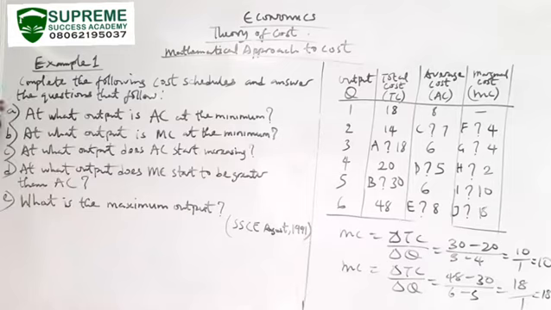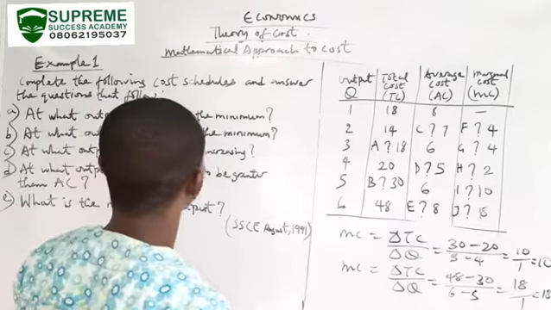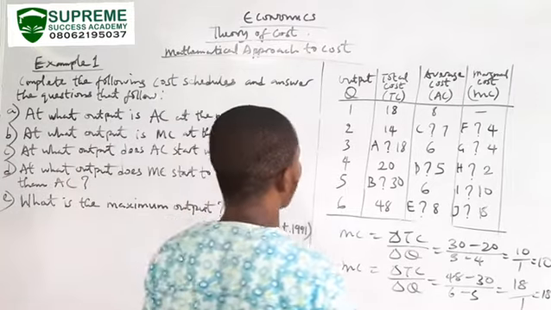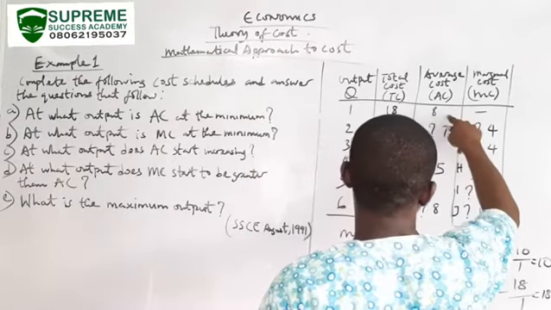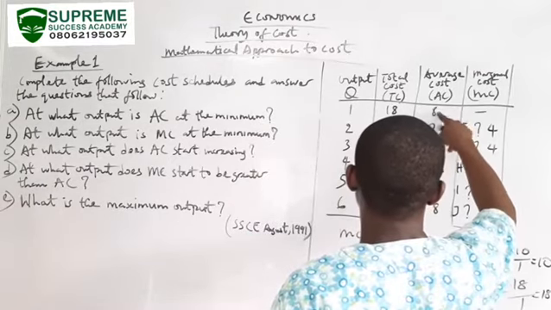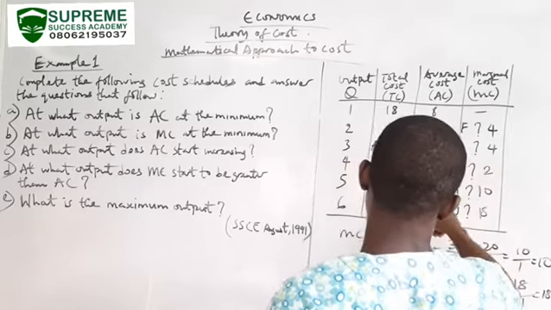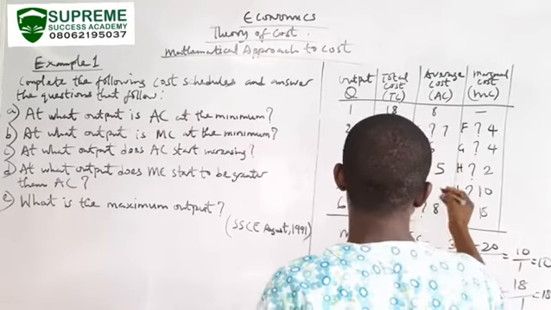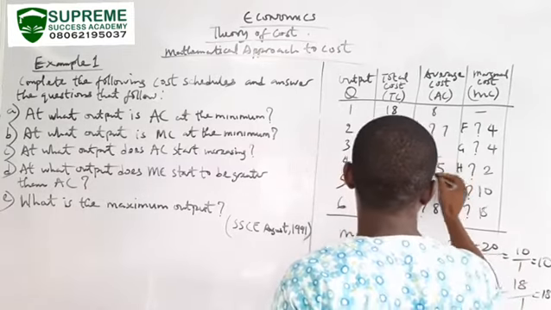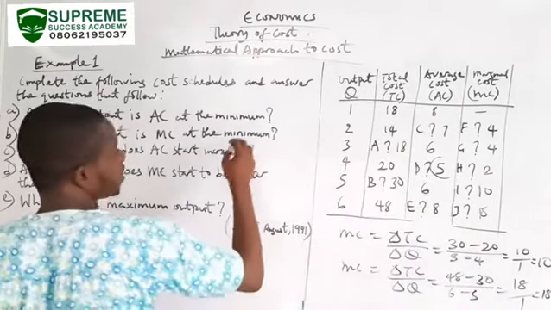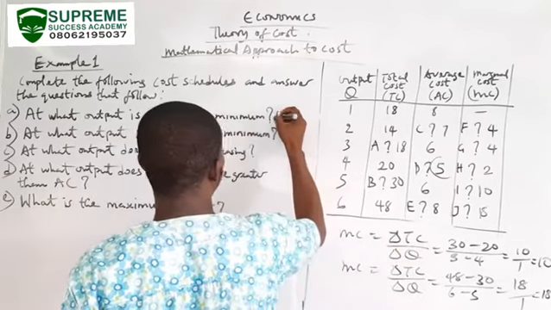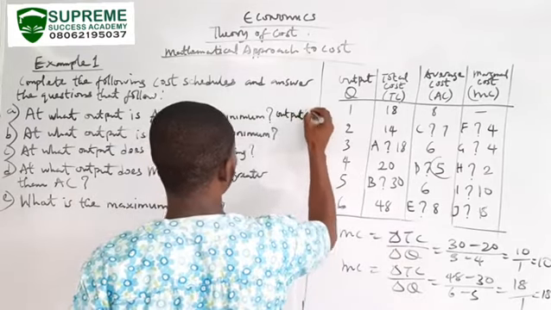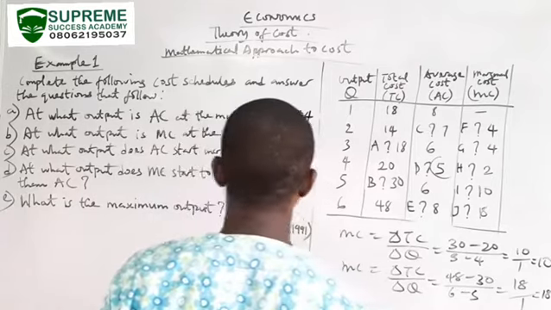The first question is, at what output is average cost at the minimum? Let's check the average cost. The values are 8, 7, 6, 5, 6, 8. At what output? Average cost is at its minimum at output 4.